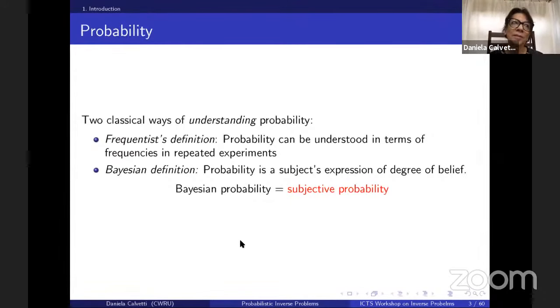And then there is a Bayesian definition, or the Bayesian way of thinking about probability, and it is that the probability is really there to model a belief that the subject has, and at the same time, a lack of certainty about certain values.